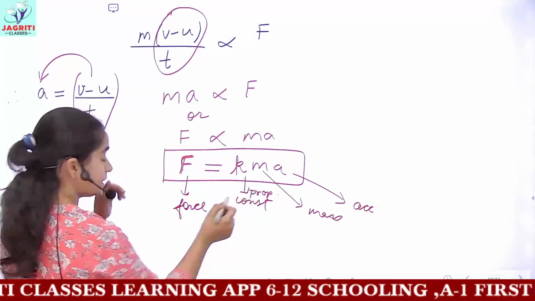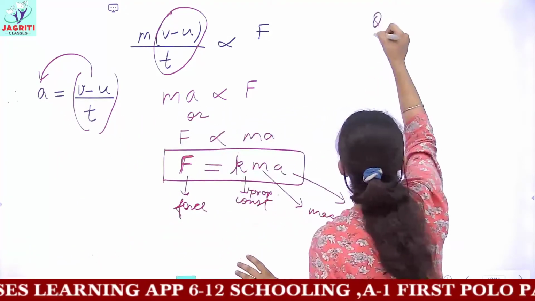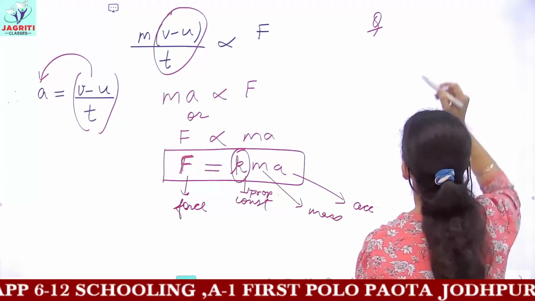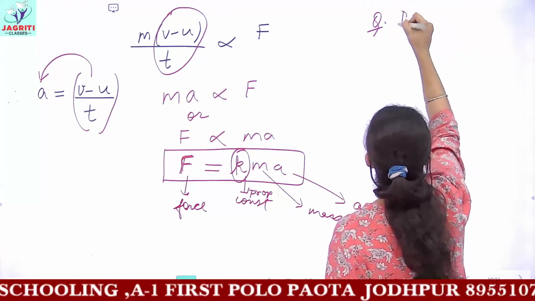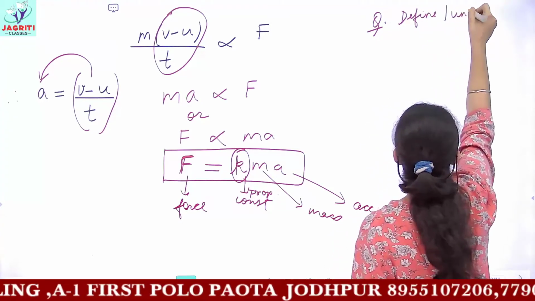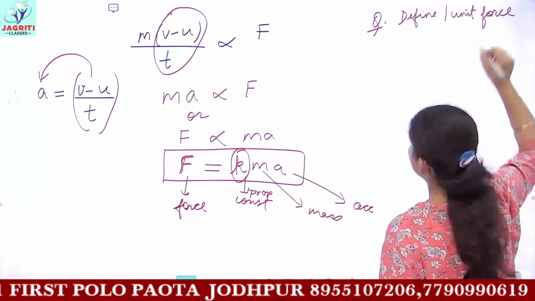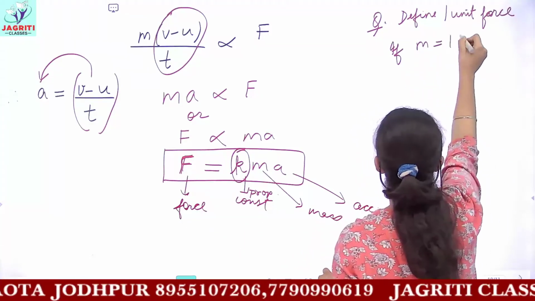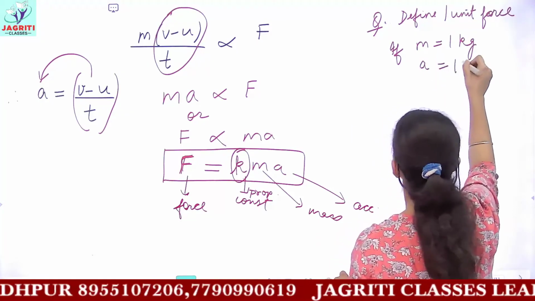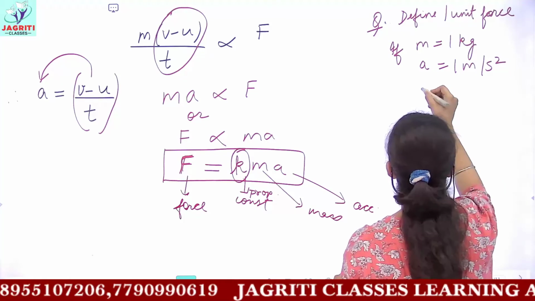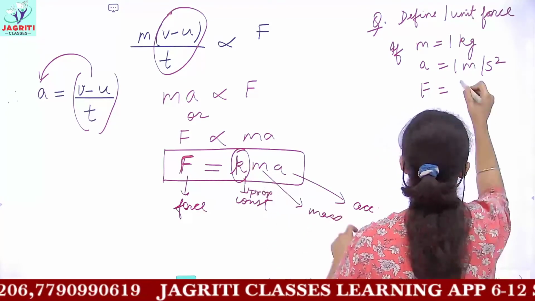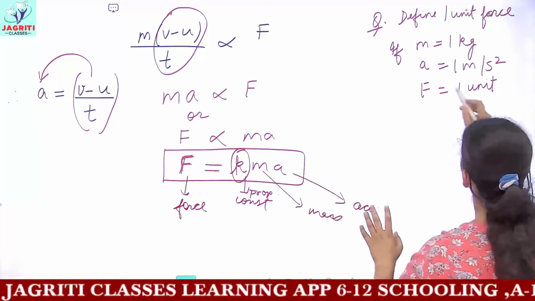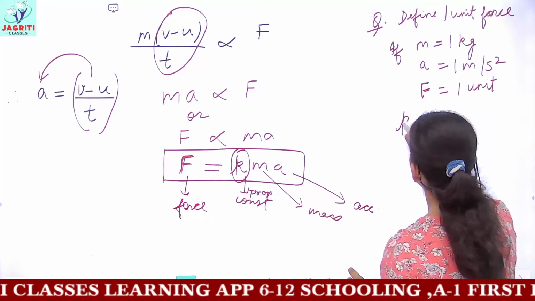Now a question comes in the exam: find the value of this proportionality constant, or in other terms, define 1 unit of force. So what is 1 unit of force? If the mass of the object is 1 kg and the acceleration of that object is 1 meter per second square, then the force would also be equal to 1 unit. If force is equal to 1 unit, then you can find the value of k.